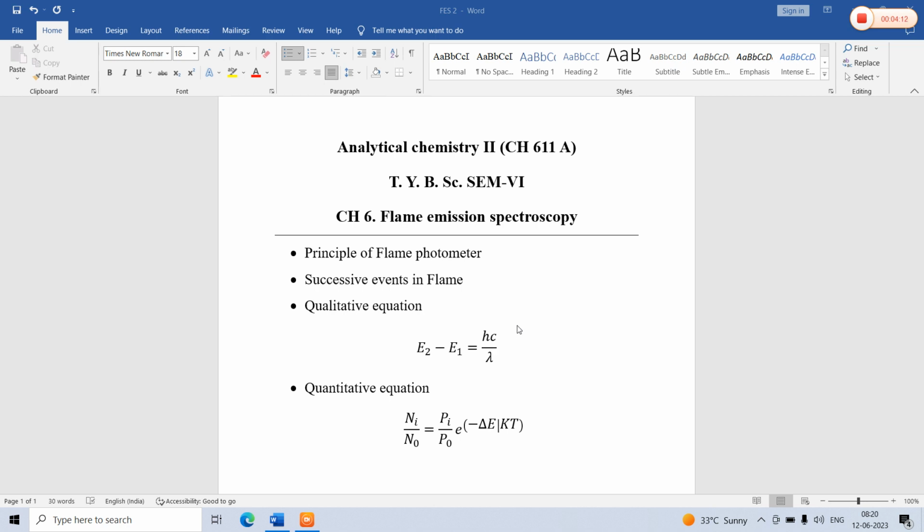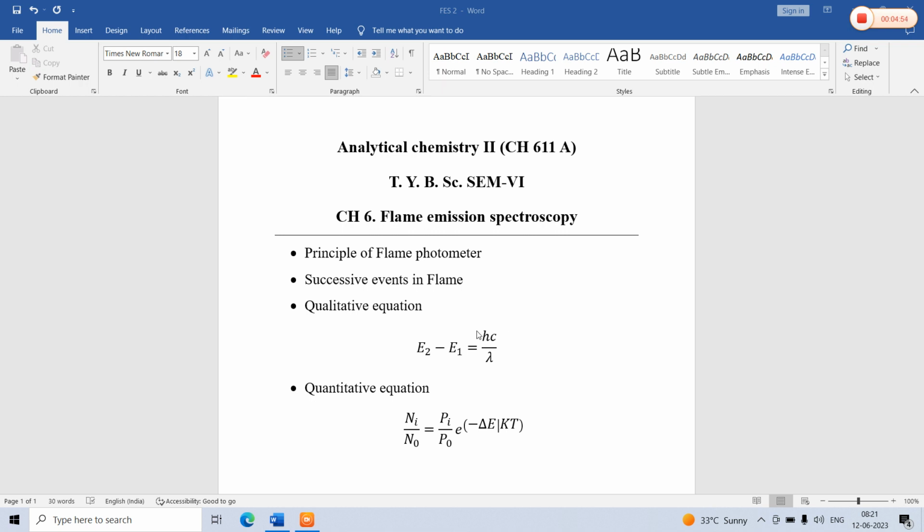Now when the neutral atom gets excited, at that time there is a change in energy level. This change in energy level is indicated by E2 minus E1, where E2 is the higher energy state and E1 is the lower energy state. H is the Planck's constant, and we know that nu is equal to c upon lambda. Therefore E2 minus E1 is equal to h nu, and putting the value of nu equal to c upon lambda, E2 minus E1 is equal to hc upon lambda.